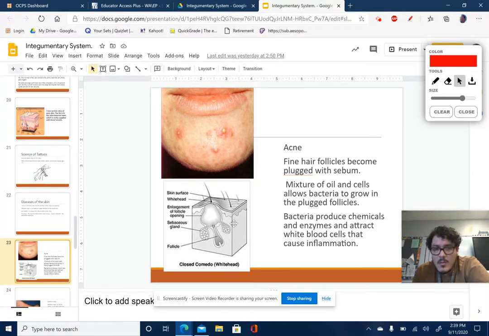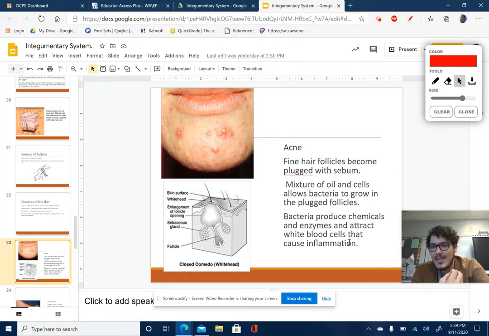Now, the problem with all these oils stuck here is that it becomes a safe haven for bacteria. Bacteria will grow and reproduce. Eventually, when the bacteria have encapsulated this area, they secrete their own chemicals and enzymes that are going to attract the immune system, the white blood cells. And the white blood cells are going to come to this area to attack the foreign invaders. Here's the irony of acne.